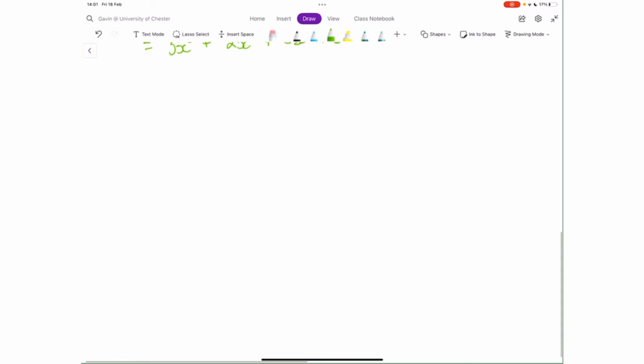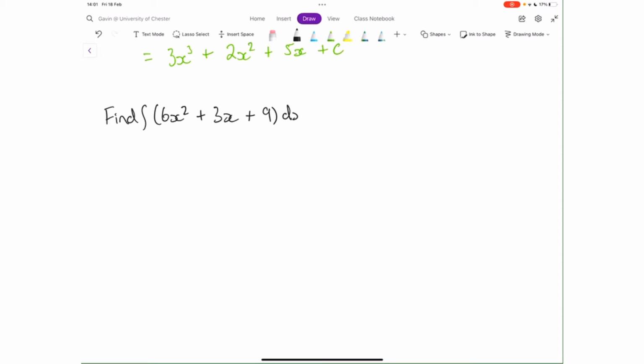So let's have a look at another example. Find the integral of 6x squared plus 3x plus 9 with respect to x. So again, I add 1 to the power, that becomes 6x cubed, divide by the new power. Again, I add 1 to the power, divide by the new power, and 9 becomes 9x plus my constant of integration.